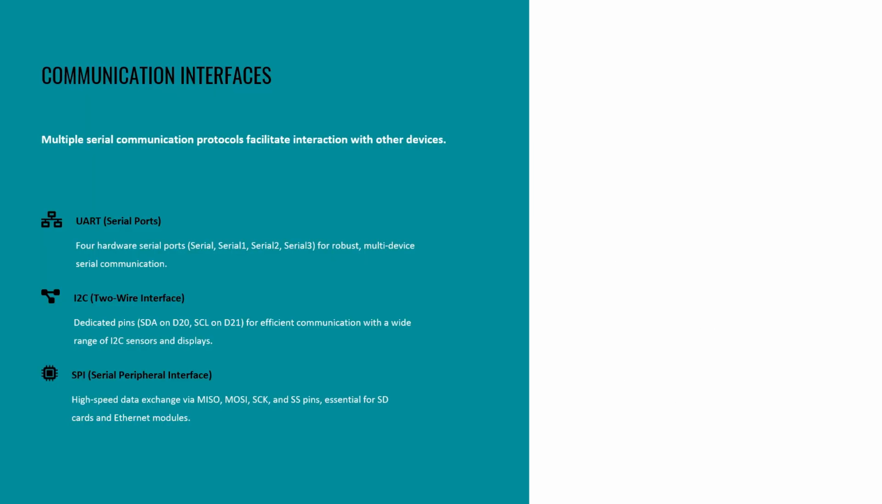Communication interfaces. Communication is an important part of embedded systems. The Arduino Mega supports several communication protocols that allow it to interact with other devices. One key feature is the availability of 4 hardware serial communication ports. These serial ports allow the board to communicate simultaneously with multiple devices such as GPS modules, GSM modules, Bluetooth modules, or other microcontrollers. The board also supports the I2C communication protocol, which uses only 2 wires, the SDA data line and the SCL clock line. I2C is commonly used to connect sensors, displays, and memory devices.